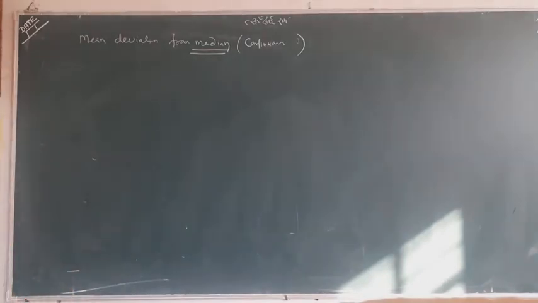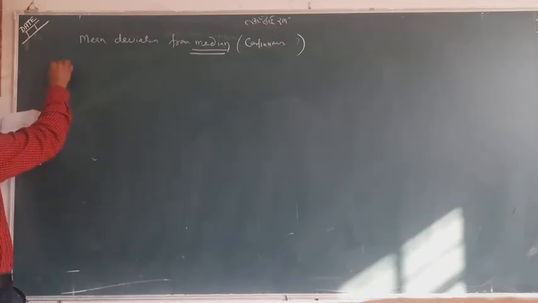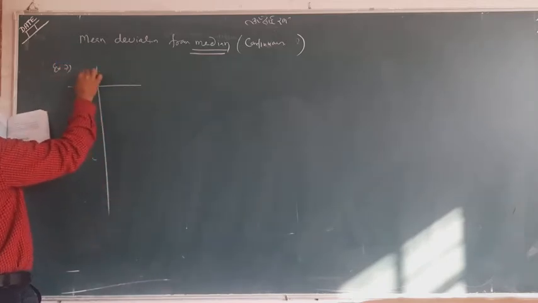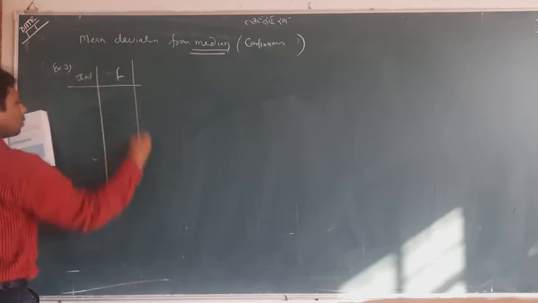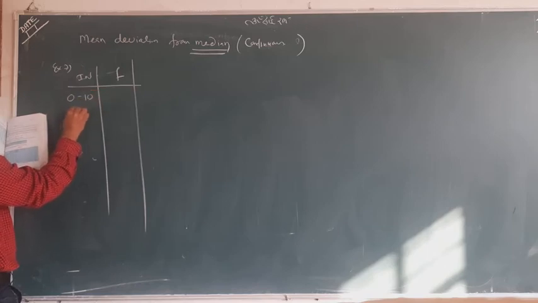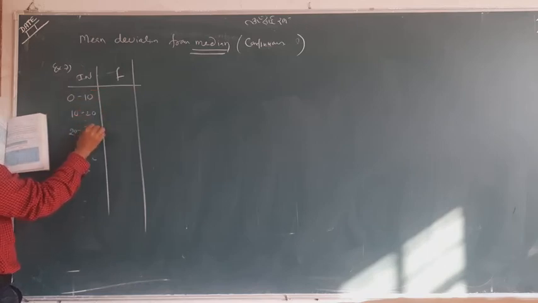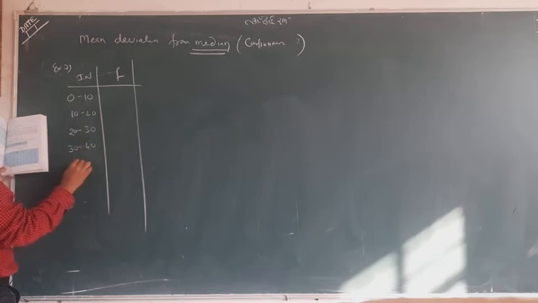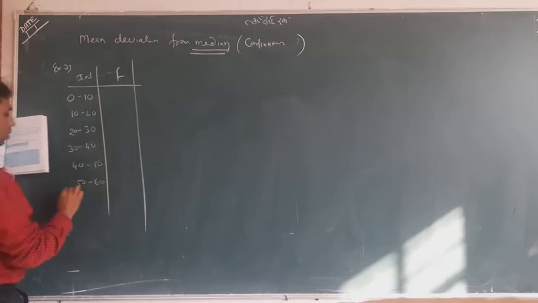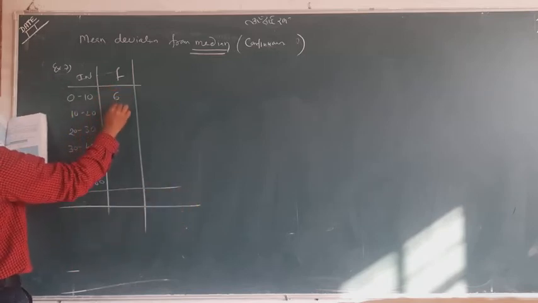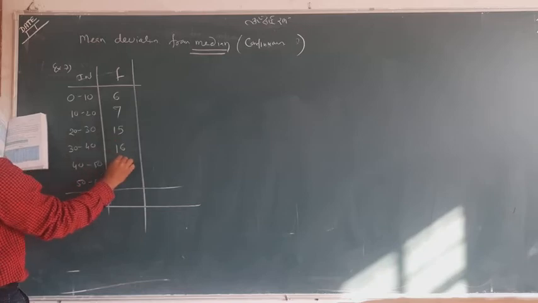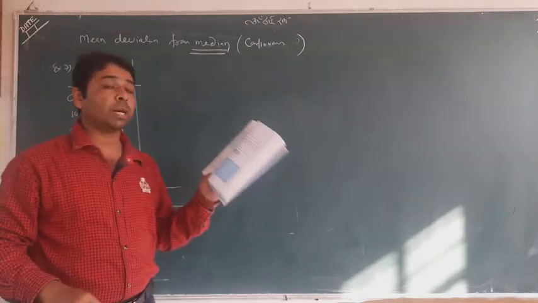So let me write one question for continuous sequence under the median. Example number 7. We have interval here and frequency here. This is 0 to 10, 10 to 20, 20 to 30, 30 to 40, 40 to 50, 50 to 60. And f is 6, 7, 15, 16, 4 and 2. And the question says find the mean deviation about the median.